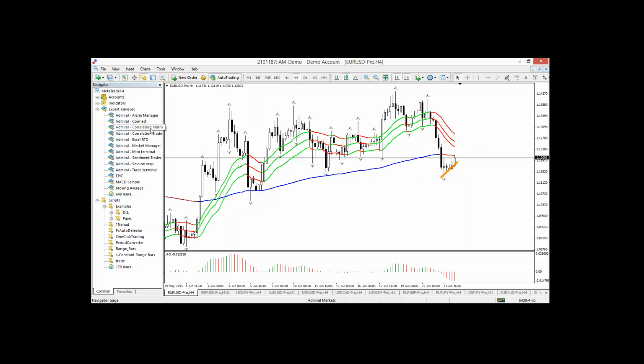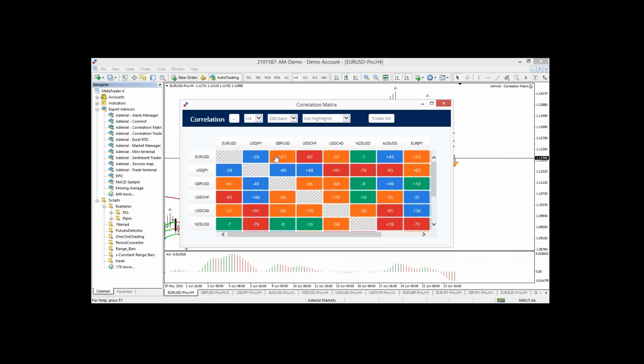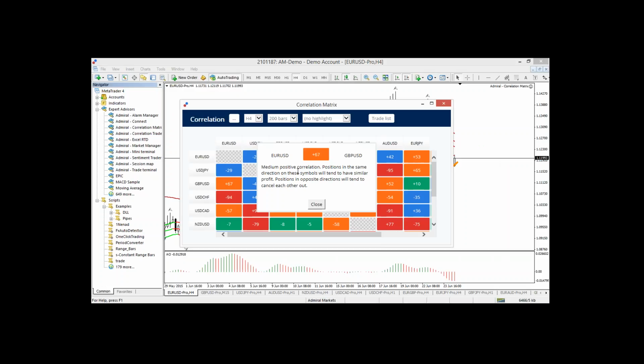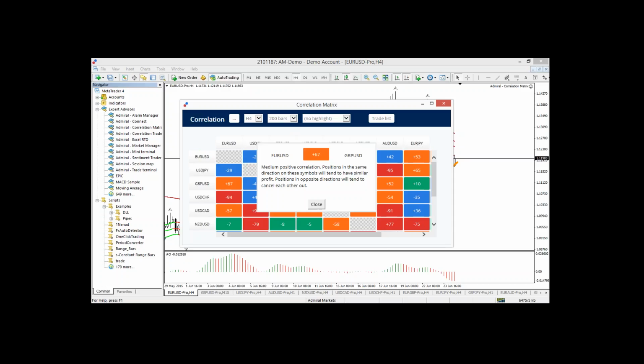All right, if we want to take a look at the correlation of the euro dollar, and we can take a look at the pound dollar, you can see that the correlation with the euro dollar is a medium positive correlation. You can click on this field. By clicking on this field, you're looking at the euro dollar with the pound dollar, and it will show you what it means and what the correlation is.